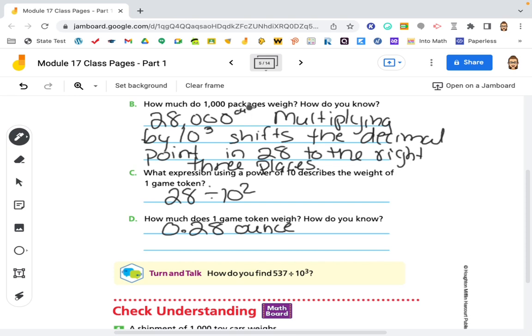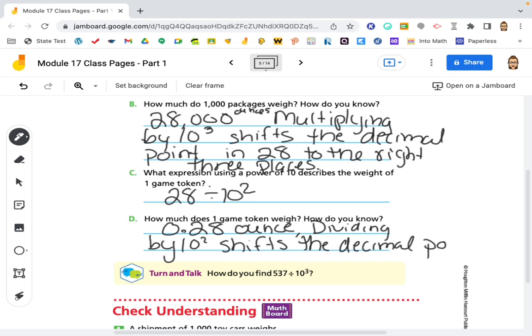That should be ounces up here. Dividing by 10 to the second power shifts the decimal point in 28 to the left 2 places.